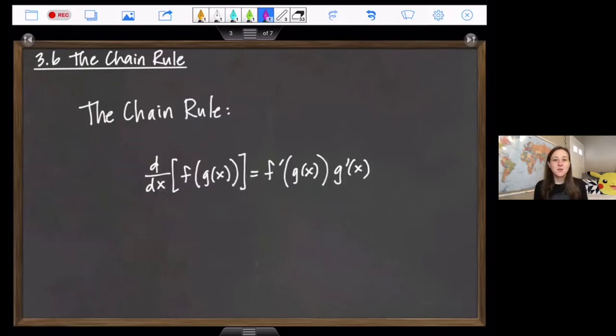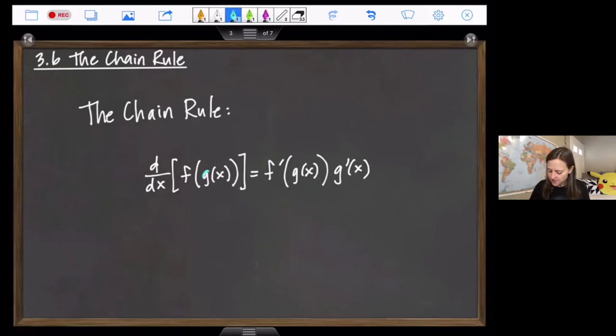All right, here's the chain rule. It says the derivative of f of g of x is equal to f prime of g of x times g prime of x. What does that all mean? I mentioned on the last slide, we really need to know what's the inside function and what's the outside function. So let's kind of track those as we go.